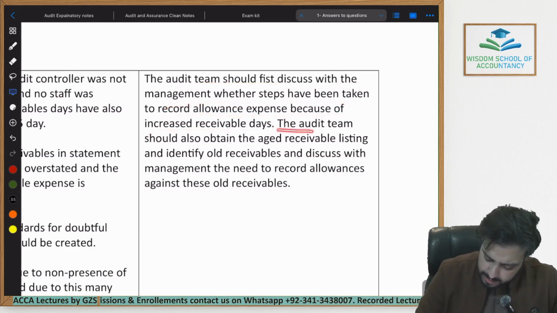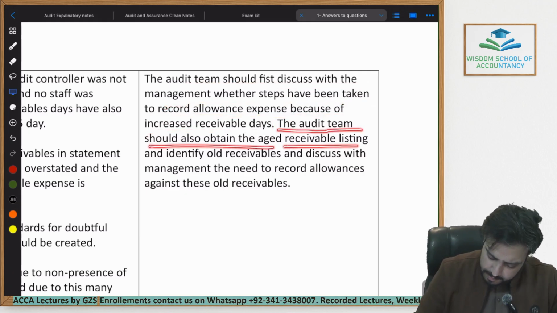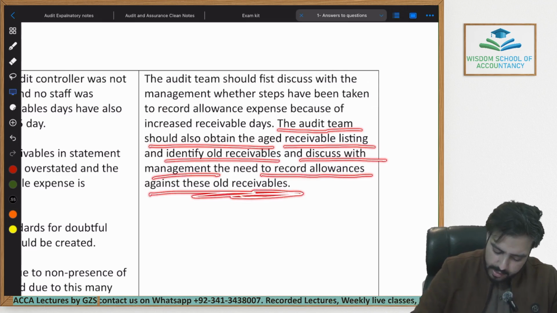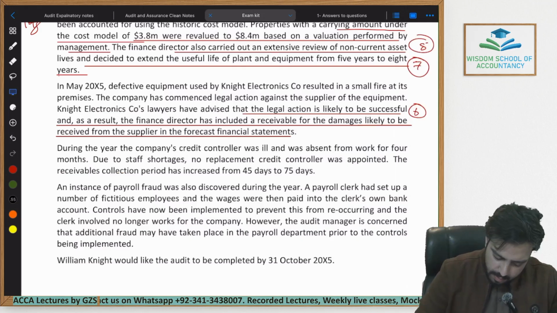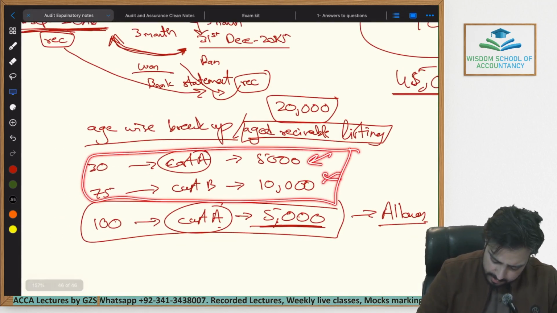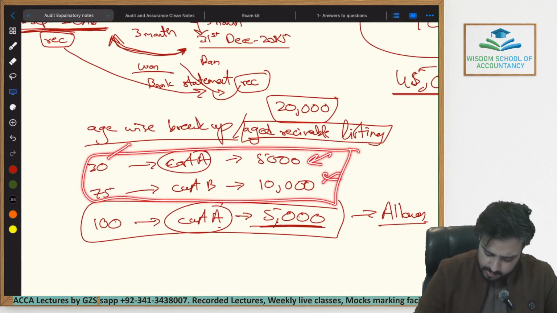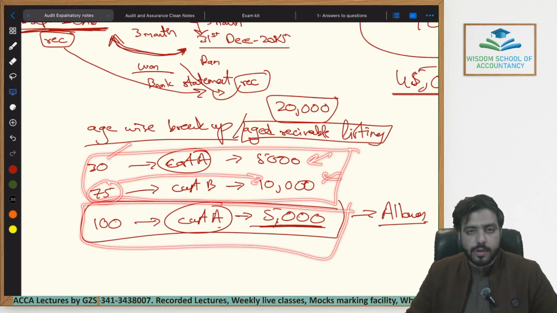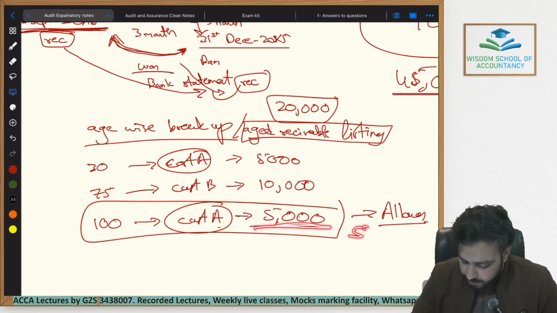The next one is again the same thing that I explained. The audit team should also obtain the aged receivable listing, identify old receivables and discuss with management the need to record allowances against these older receivables. Older receivables would mean that for these two, you can ignore them because these are quite recent. Only 30 days have passed since the customer hasn't paid. In this case, only 75 days have passed. But this is very old. You need to record an allowance against this, that this $5,000 wouldn't be received.